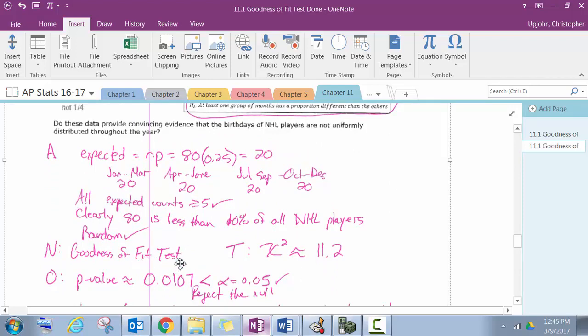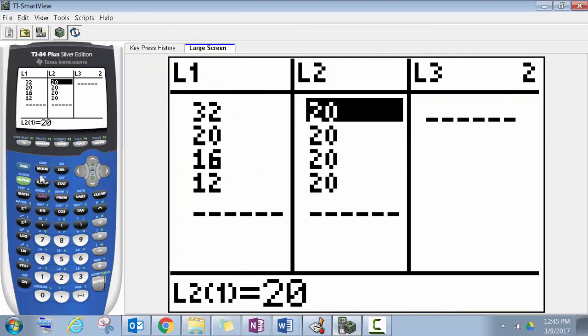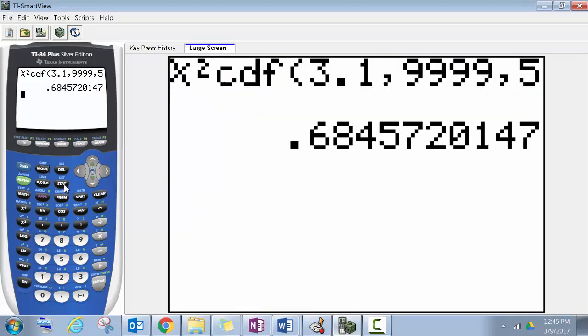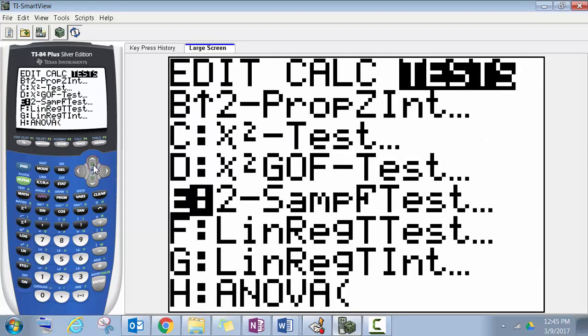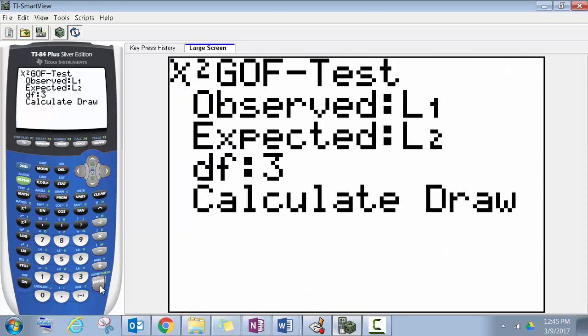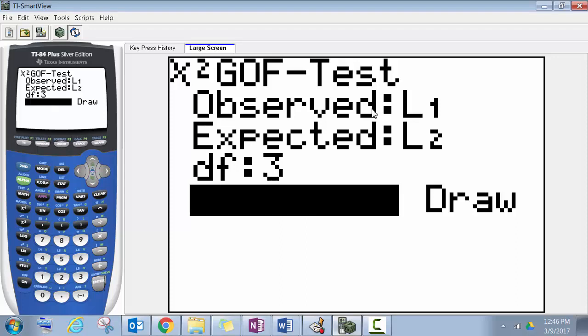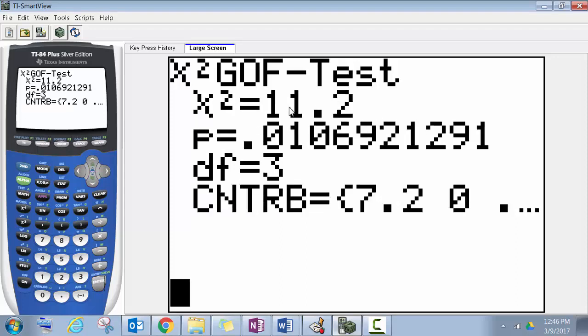Now let's actually just run our test. On the 84, second quit. Under stat, go over to tests. Chi-squared goodness of fit test. Our observed is in L1, our expected is in L2. Degrees of freedom is 3 because we had 4 categories. We split up the year into 4 groups of months. And then we calculate. There's our chi-squared value, our test statistic, our p-value, and our contributions.